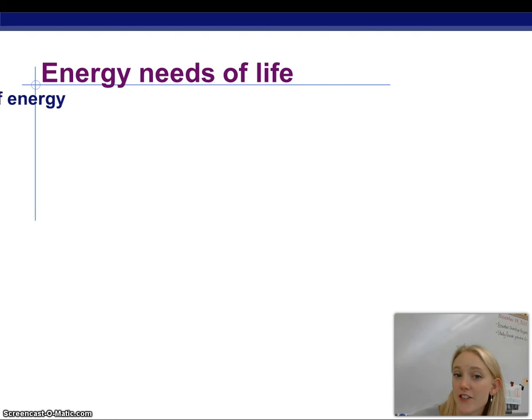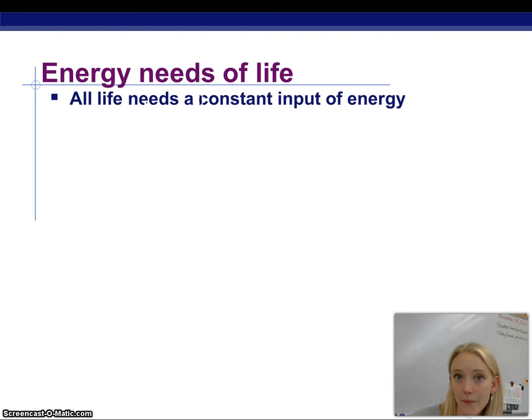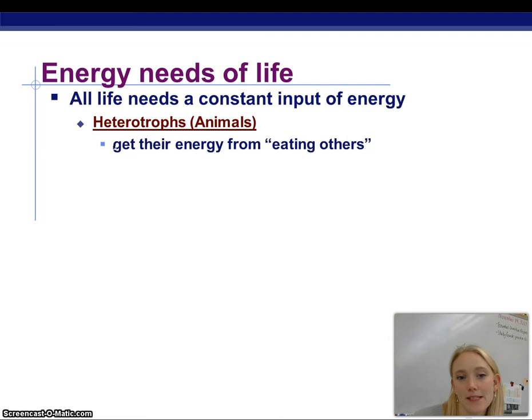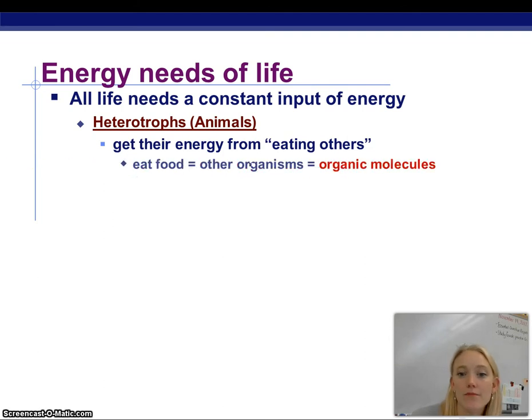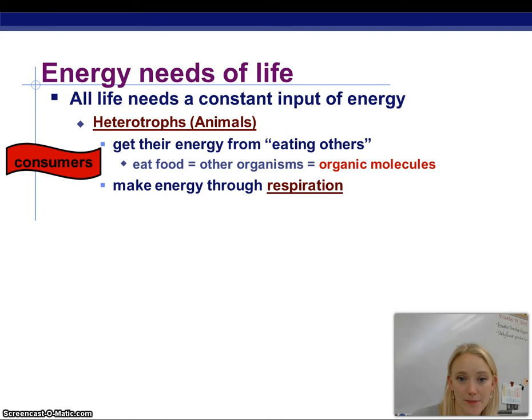First thing we're going to talk about are the energy needs of life. We know that life needs energy in order to do its life functions. There can be two classifications of life, heterotrophs or animals. These are organisms that get their energy from eating others. So when they eat food, they eat other organisms, so they eat other organic molecules. And they are called consumers. They have to consume their energy. And most of their energy is made from respiration, which we'll do after photosynthesis.